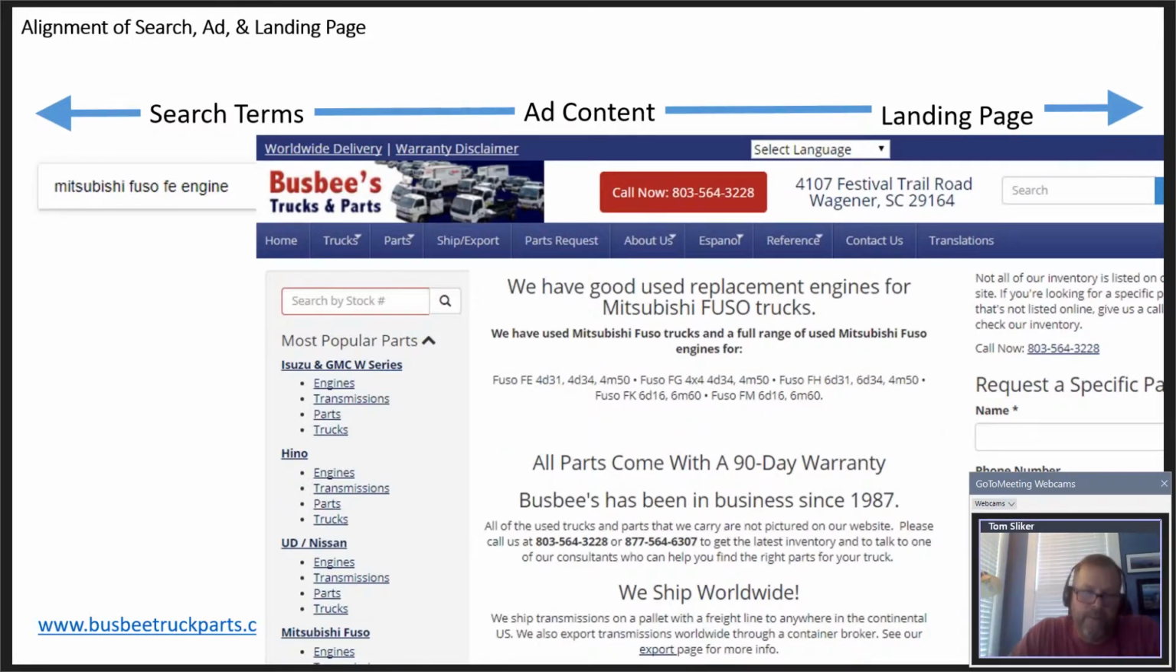And then the other thing is on the bottom of that page here, this shows just the fact that we have quite a bit of content talking about Mitsubishi replacement engines.